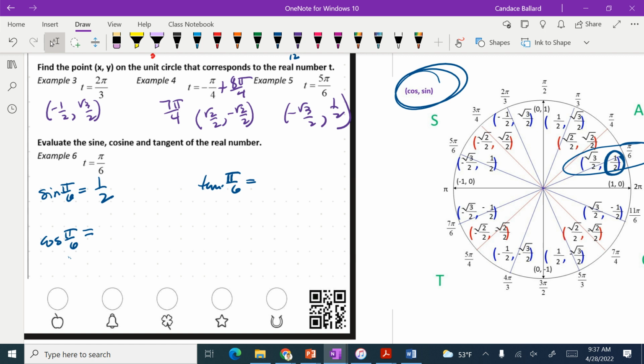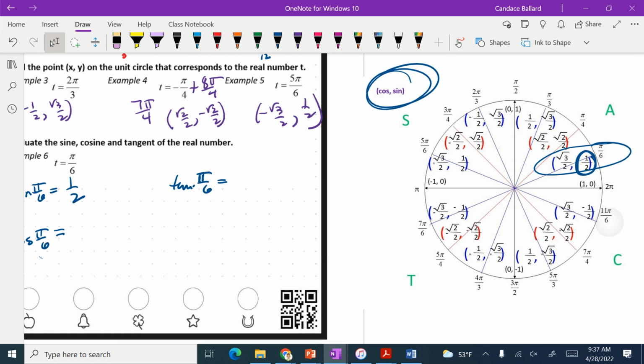It's okay. Junior's brain just grew. When you make mistakes, your brain grows. His brain's growing bigger than everybody's today. All right, cosine of pi over 6, is it the x coordinate or the y coordinate? X coordinate. So x coordinate, so we're going to write square root of 3 over 2.